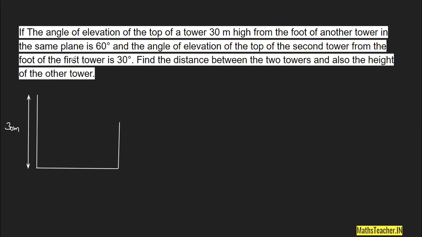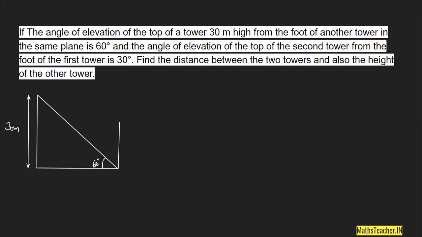Okay. Read it one more time. If the angle of elevation of the top of the tower 30-meter high from the foot of another tower. So basically we are looking at the top of this tower from the bottom of this second tower, or the smaller tower. So let me draw this. And this is actually the angle of elevation, and it is having an angle of how much? 60 degree. Now, the angle of elevation of the top of the second tower means we are looking at this one, and from where? From the foot of the first tower, from here, right?